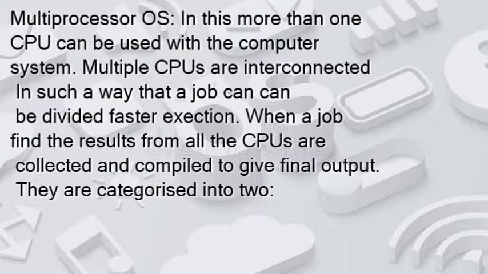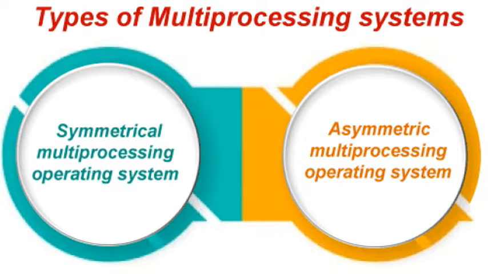When a job finishes, results from all the CPUs are collected and provided as a single final output. Means there will be multiple CPUs connected and the job will be divided accordingly, so it will provide faster execution, and then all the results will be collected at one single place, and then we will get the desired output. Now these are divided into two categories, that is symmetric and asymmetric.